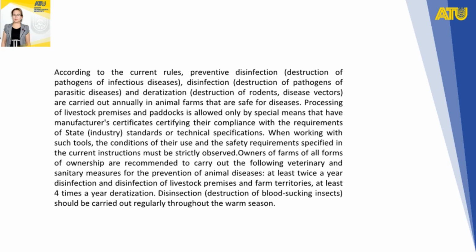When working with such tools, the conditions of the use and the safety requirements specified in the current instructions must be strictly observed. Owners of farms of all forms of ownership are recommended to carry out the following veterinary and sanitary measures for the prevention of animal diseases. At least twice a year disinfection and disinfection of livestock premises and farm territories. At least 4 times a year deratization, disinsection, destruction of blood-sucking insects, should be carried out regularly throughout the warm season.